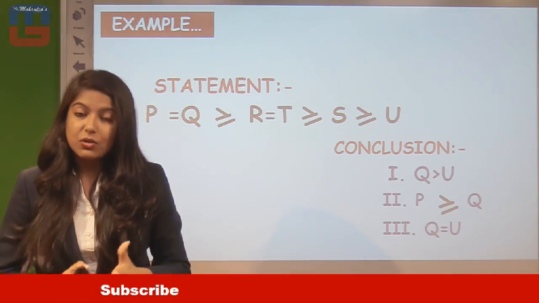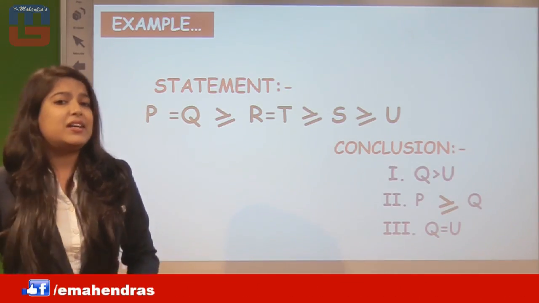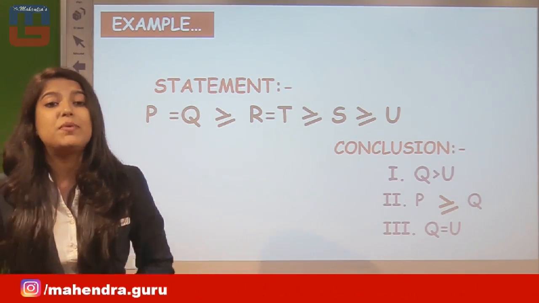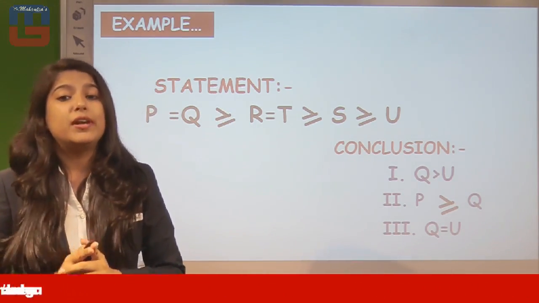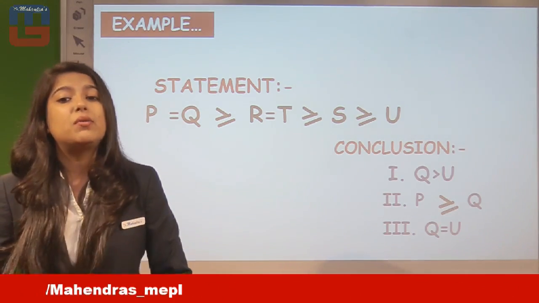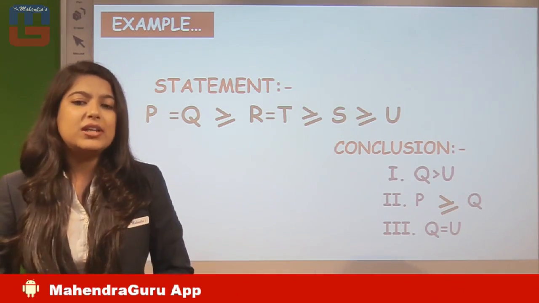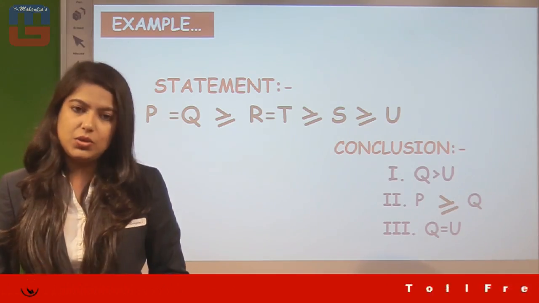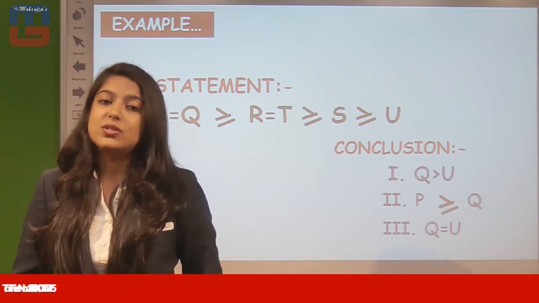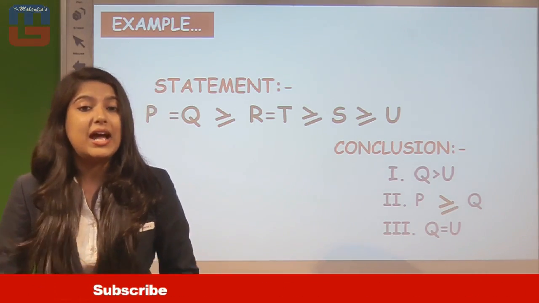Talking about the second conclusion, P greater equal Q. Clearly it is visible, P is only equal to Q, not greater equal to Q. So if P is only equal to Q, we will not declare P greater equal Q as true. So if P greater equal Q is not true, then it will also be declared as false. Moving to the third conclusion, Q equal U. No, this is also not correct. This is also false, because the Q to U relation is clearly greater and equal.